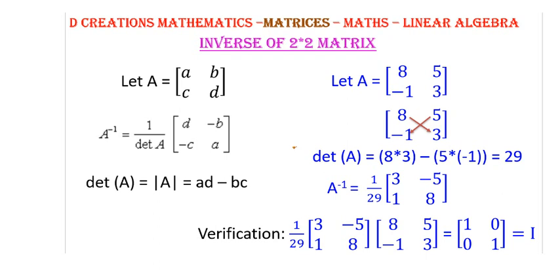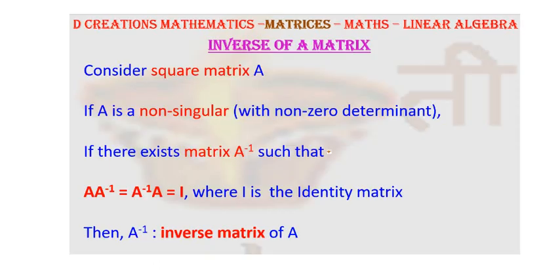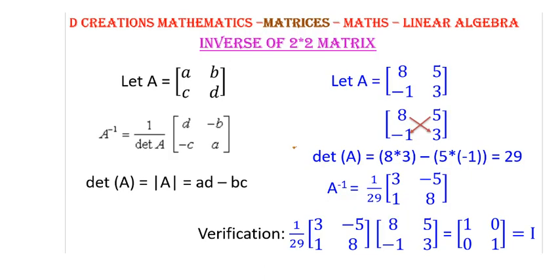Now, the interesting aspect here is you can immediately verify whether whatever inverse you've got is correct or not. And how will you verify it? Obviously, you will use this condition which we talked about earlier, that the product of the matrix and its inverse has to be the identity matrix. So let's take the product of the matrix with its inverse.